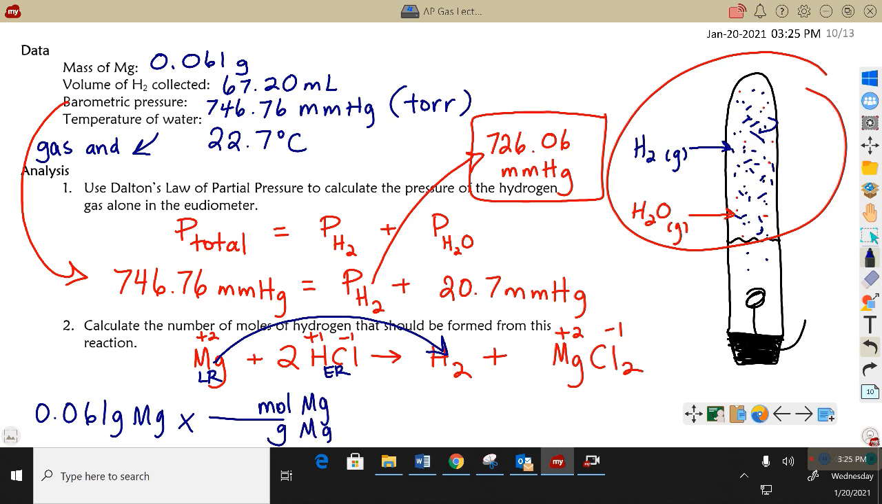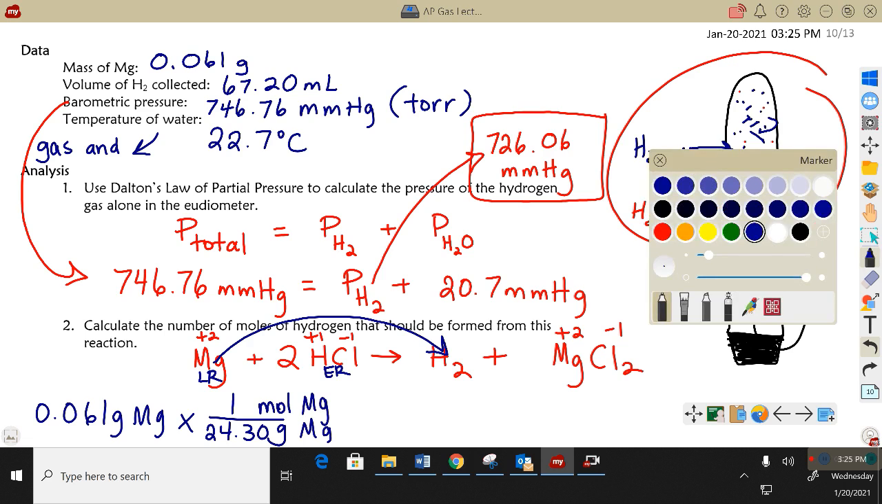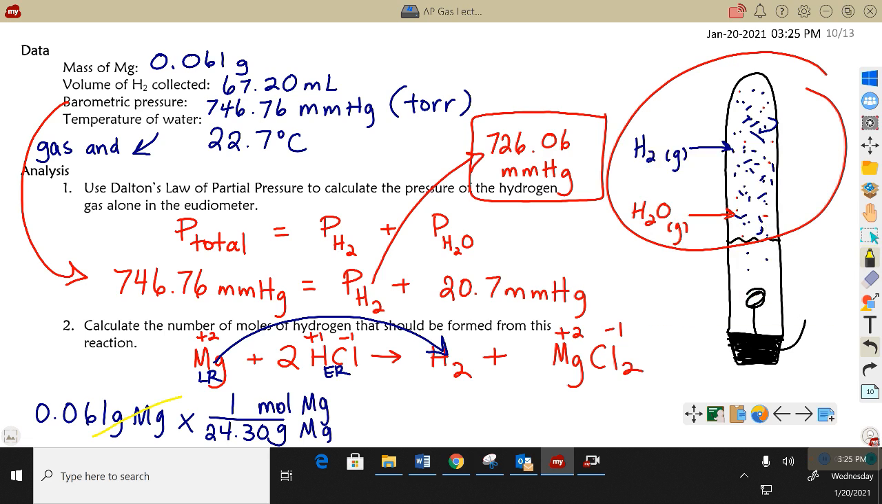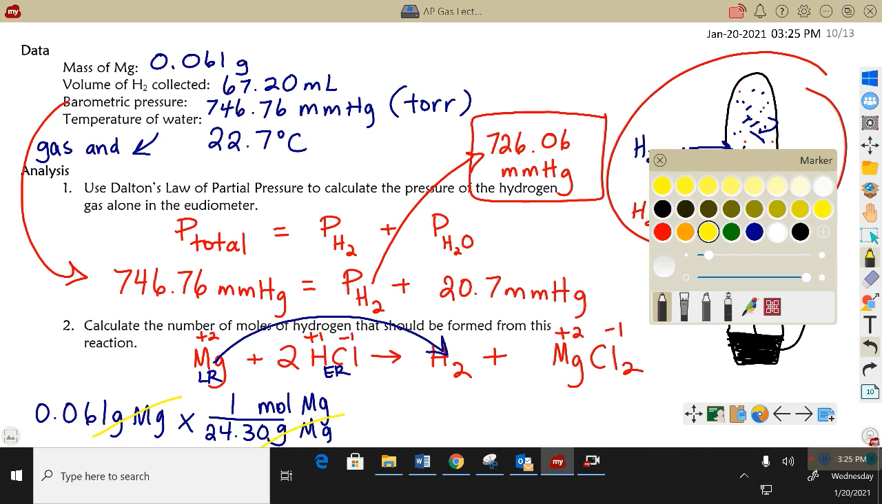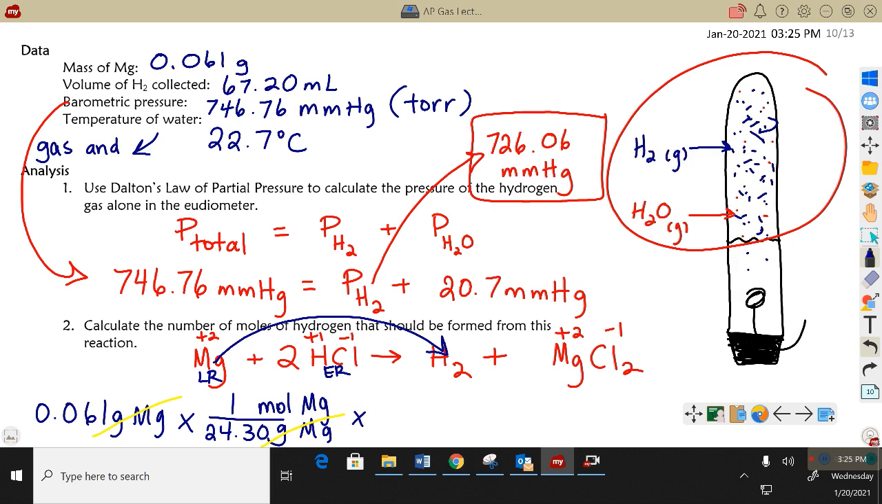There we go. Looking on a periodic table, 1 mole of magnesium is about 24.30 grams. Now technically then, if I cancel my units, grams and grams are gone, and I'm at moles of magnesium. And right there, maybe then you can say, oh, it's a 1-to-1 ratio between the magnesium and the hydrogen. And you'd be right.